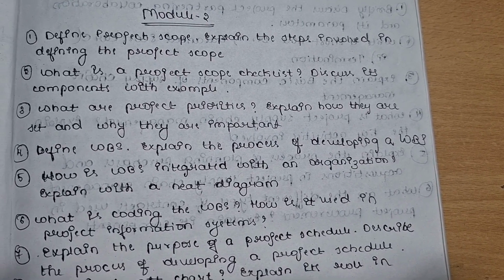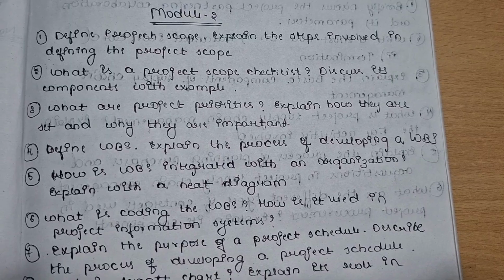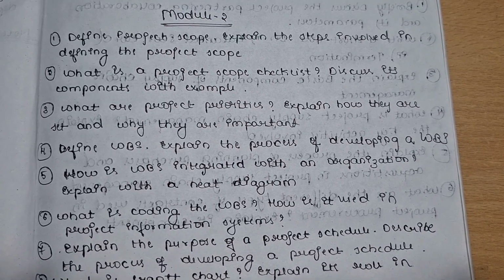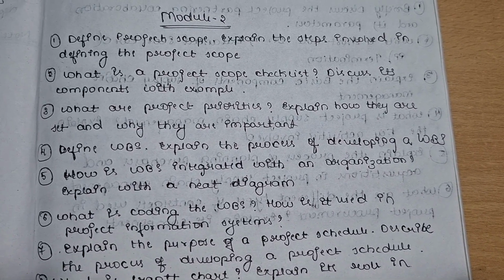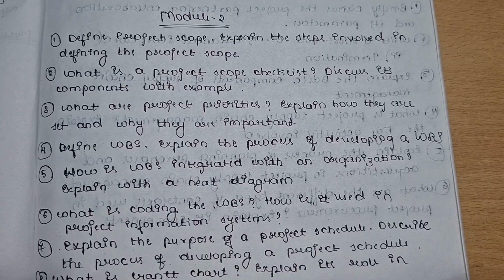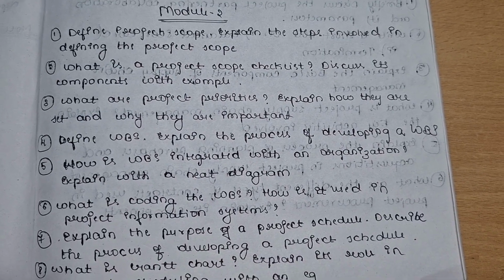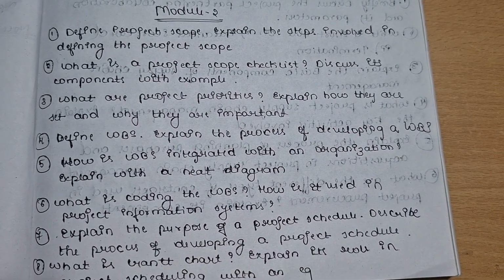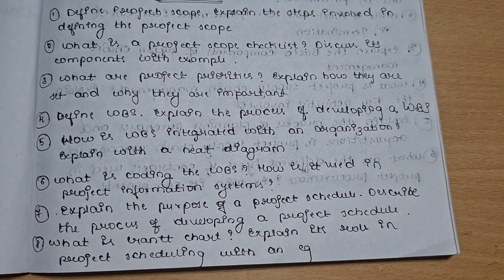Define work breakdown structure. Explain the process of developing a work breakdown structure. How is work breakdown structure integrated with an organization? Explain with a neat diagram. What is coding the WBS? How is it used in the project information system?